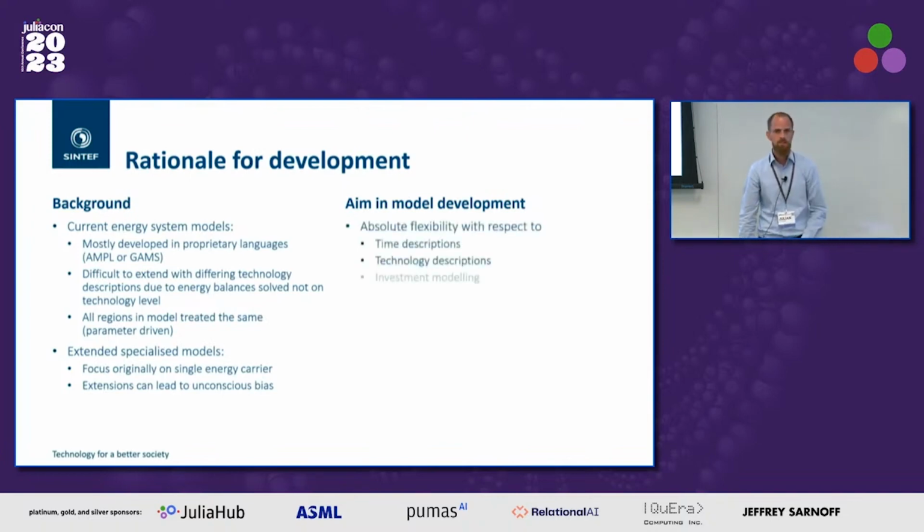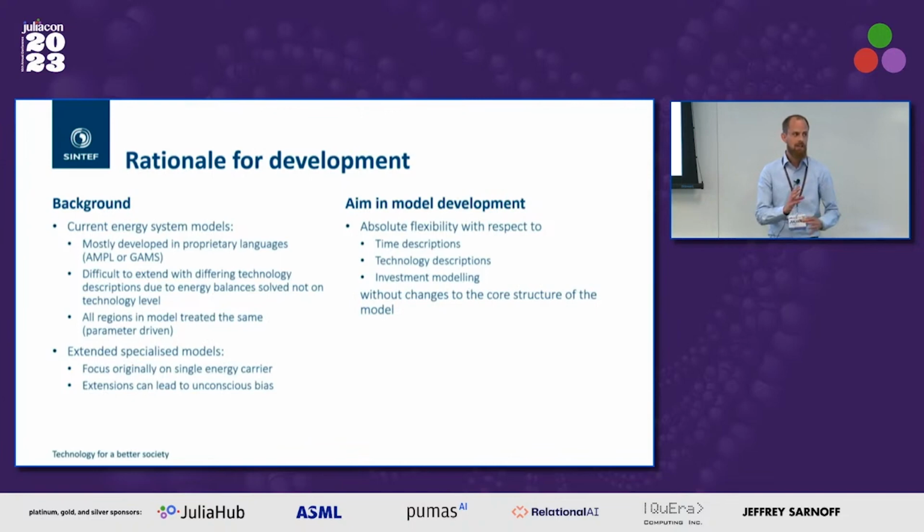So our aim within that project, when we realized we don't have any model which is able to solve what we want to solve, is to have absolute flexibility with respect to time description, technology description, and investment modeling. The time structure part beforehand also originates partly out of that said project, and it's actually one of the applications where TimeStruct is used extensively. And all of this flexibility we want to achieve without any changes to the core structure of the model. So a person working with it has to, to a certain degree, understand what is happening in the core model, but does not have to change anything there.